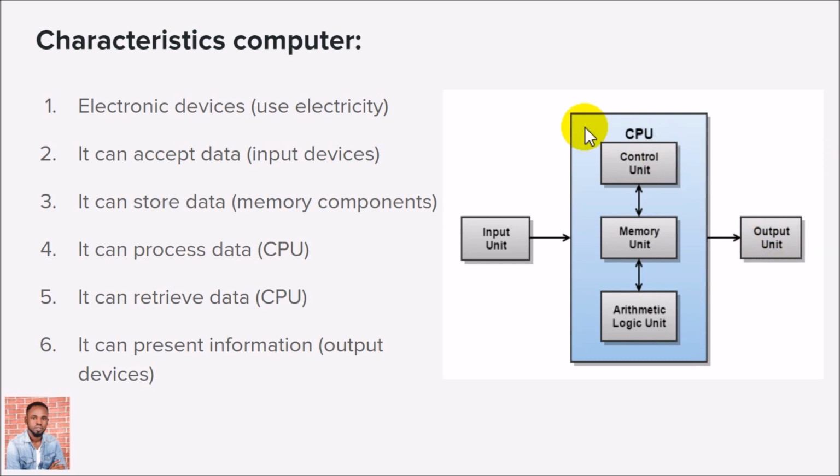Now these are the processes that actually go on when you are using the computer. All these things happen in a remarkably fast way in terms of processing speed. But this is just it.